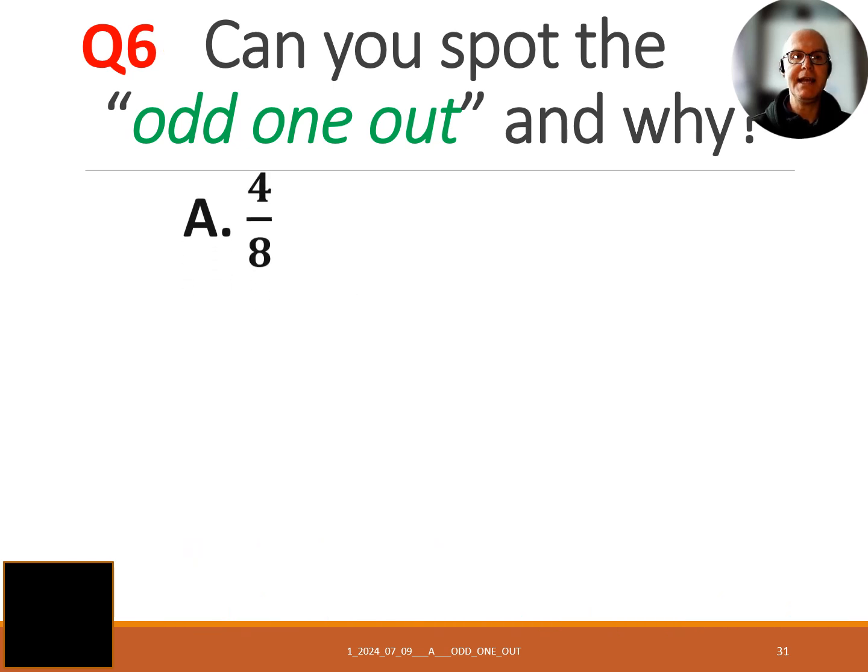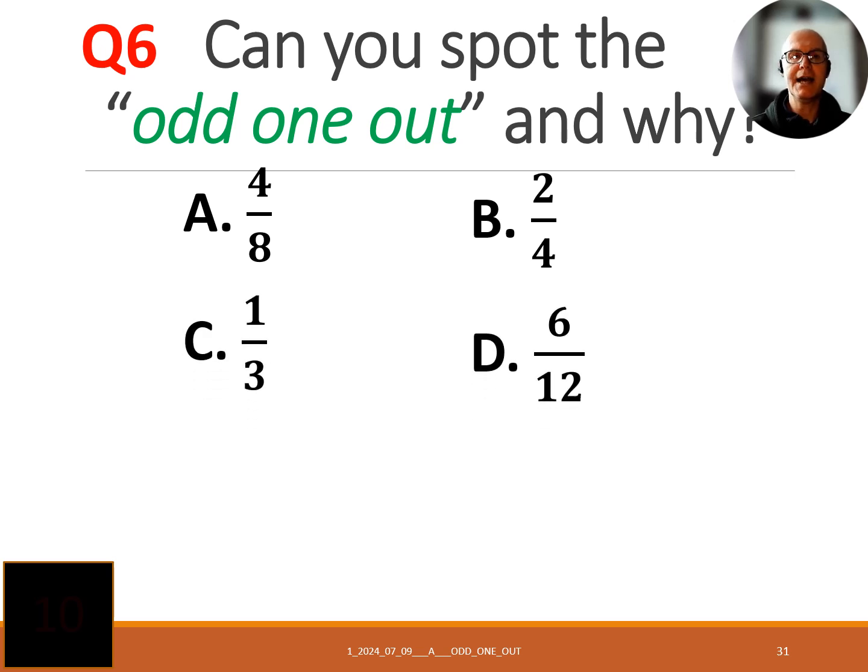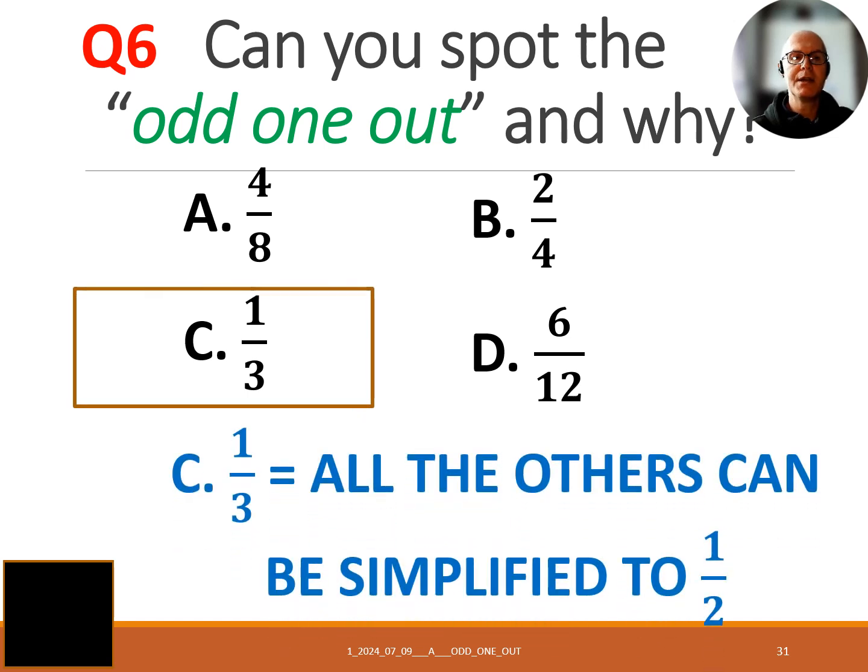Question 6. A, 4/8, B, 2/4, C, 1/3, and D, 6/12. Which one is the odd one out of these fractions and why? So the answer is C, 1/3, because the other three can be simplified to a half. 4/8, 2/4, and 6/12 can all be simplified to a half.